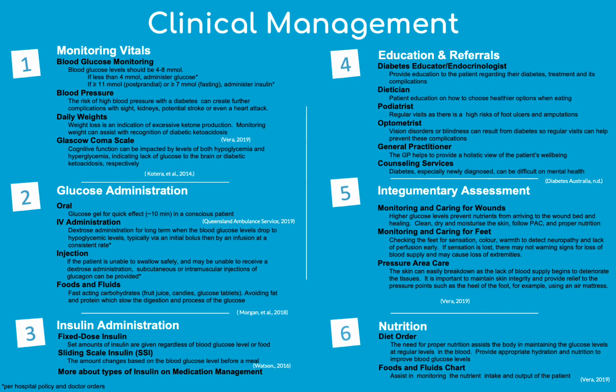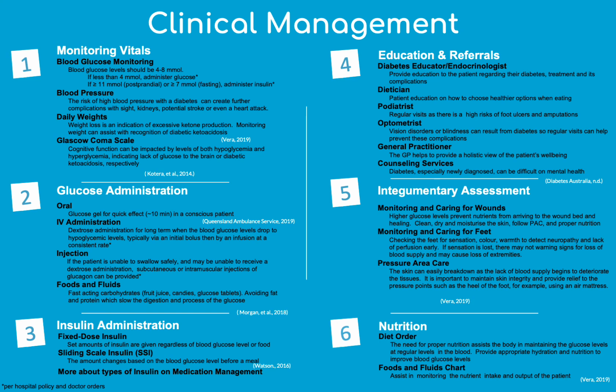In order to prevent further complications that can occur with type 1 diabetes, clinical management must be performed. First, it's critical to monitor vitals. It's important to measure all vitals, but specifically blood glucose levels to ensure that the patient is not in hyper or hypoglycemia, blood pressure due to the thickening of the blood and the stress it can produce on the small and narrow vessels, daily weights for recognition of DKA signs and symptoms, and GCS indicating brain glucose changes.